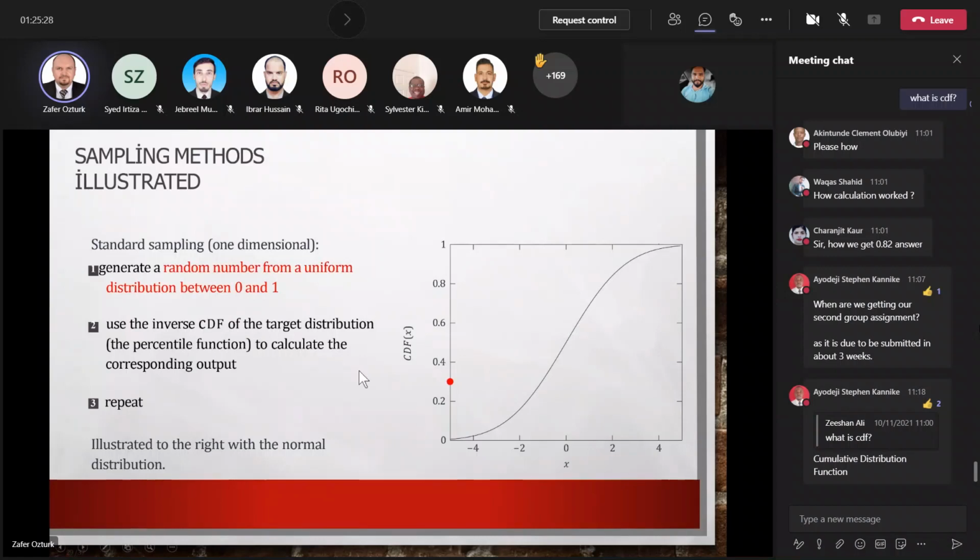For example, this one is the first randomly selected point. It is somewhere around 0.3. And then we just calculate the corresponding output over the graph. So 0.3 is falling here somewhere, minus 0.1. Again, we are repeating it. We just randomly select another one, and we are just noting the value of x.